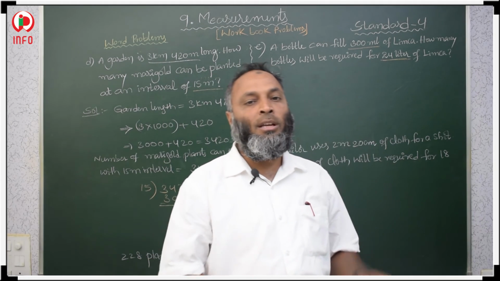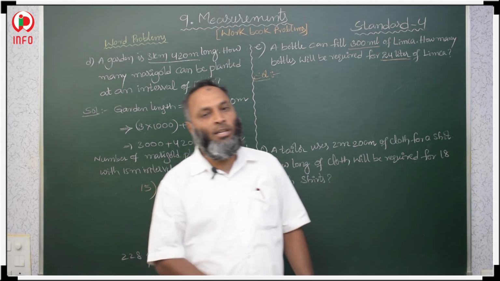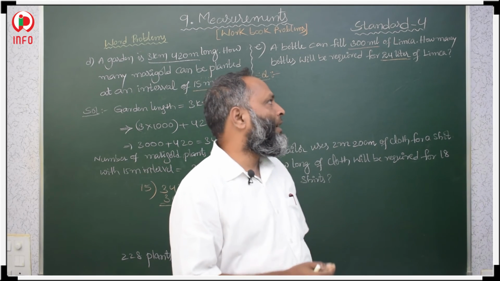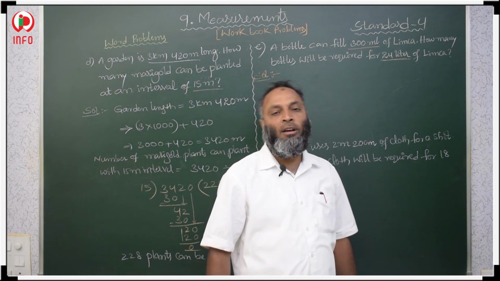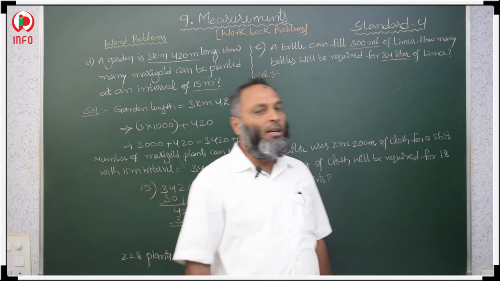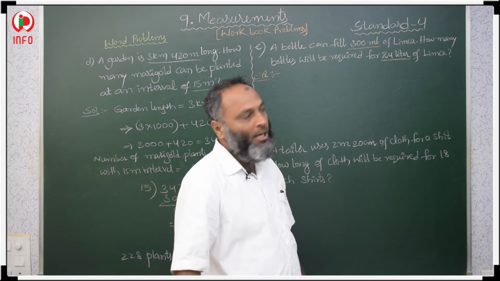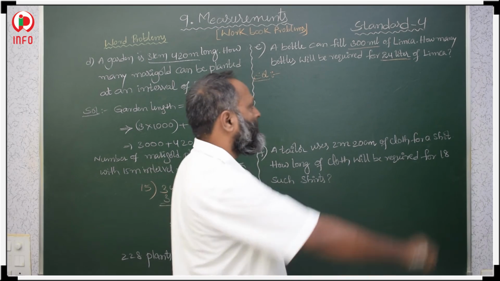So, after converting liters into milliliters, we should divide the total quantity of Limca by the unit quantity of Limca, that is 300. 24,000 we should divide by 300. Then how many bottles can we prepare? That you will get. Okay.